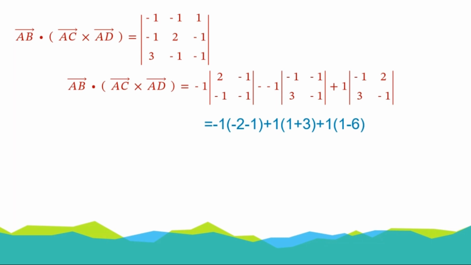So we have -1 times the value of this 2 by 2 matrix, which is the major diagonal -2 minus the minor diagonal, which is 1, plus 1 times the major diagonal, which is 1, plus 3, plus 1 times the major diagonal, which is 1, minus the minor diagonal, which is 3 times 2. So we end up with 3 plus 4 minus 5. Now, what does this give us? This will give us 2, because 3 plus 4 minus 5 gives us 2.